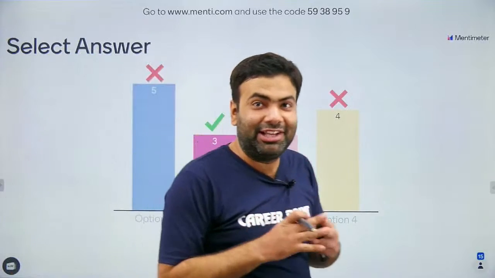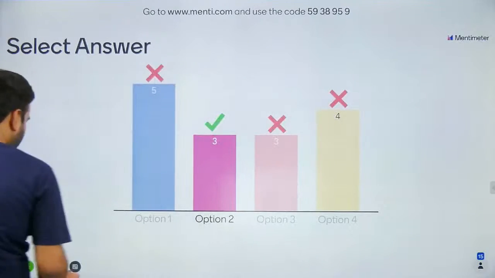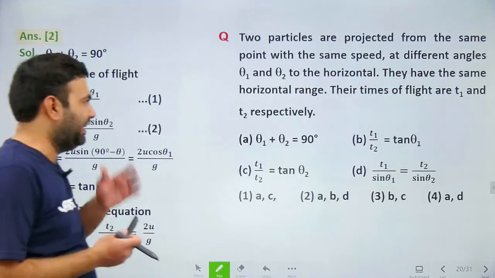That means in the leaderboard there will be so much shuffling. There are chances of shuffling. Now first of all, let us discuss the question, then we will go to the leaderboard.